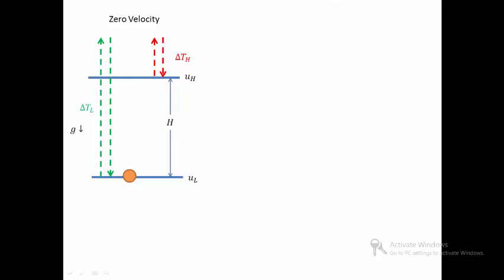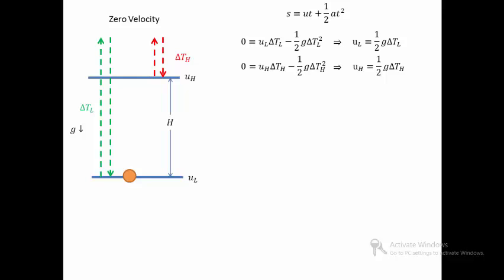Making use of the formula S equals ut plus half at squared, and knowing that the displacement between the time interval is zero because the particle is at the same position, we can express the velocity of the particle at the upper or lower level in terms of the time interval. Next, we let the time for the particle to move from the lower level to the upper level be t. Then, we can express the distance h between the two levels as UL t minus half g t squared.